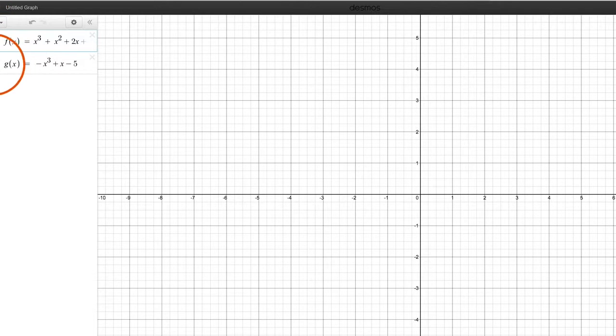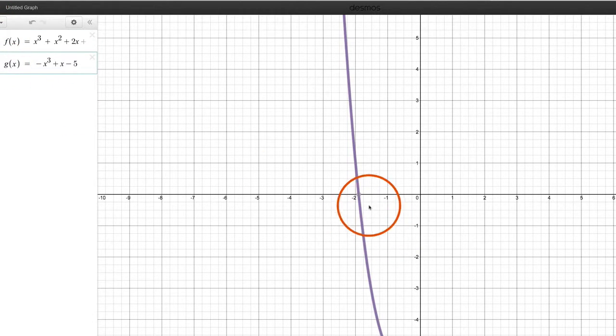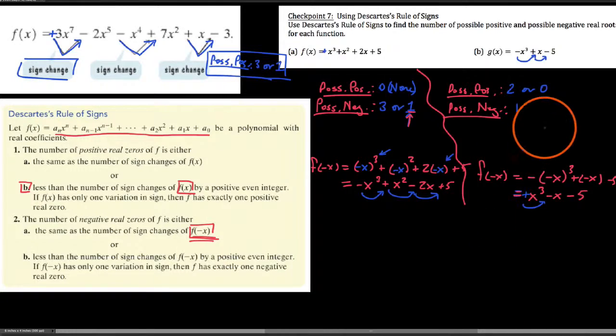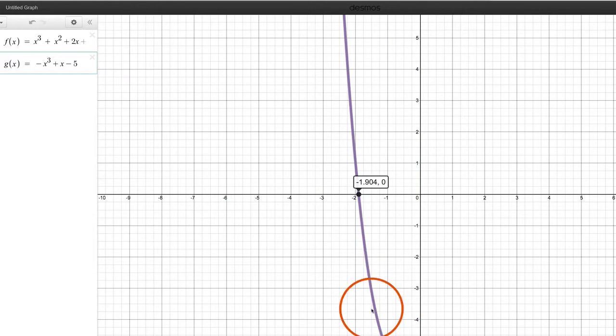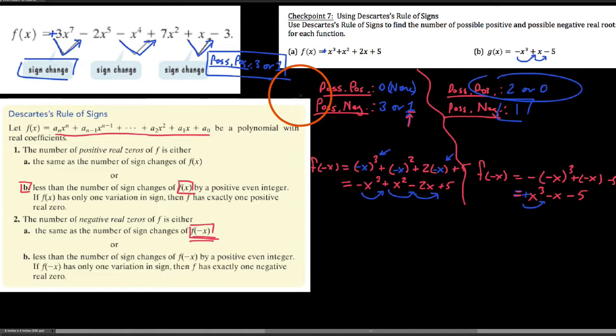Going and looking at its graph, it looks like it has 1 negative, so that matches up with the fact that we could have gotten exactly 1 negative here. Actually, we had to get 1 negative. And then in terms of possible positive here, we say 2 or 0, and it looks like this graph has none. So that's Descartes' rule of signs and how it helps you determine the possible positive and negative real zeros for your functions.